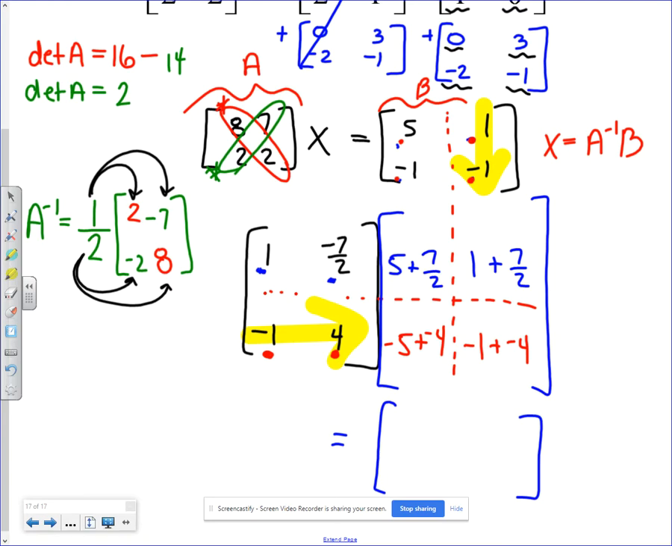Let's see, what is 7/2? That is 3.5, right? So our answer, X, would equal 5 plus 3.5, so 8.5. 1 plus 3.5, 4.5. Negative 5 plus negative 4, negative 9. And then negative 1 plus negative 4, negative 5. There's our answer. You can leave your answer as fractions or decimals, whatever you prefer.